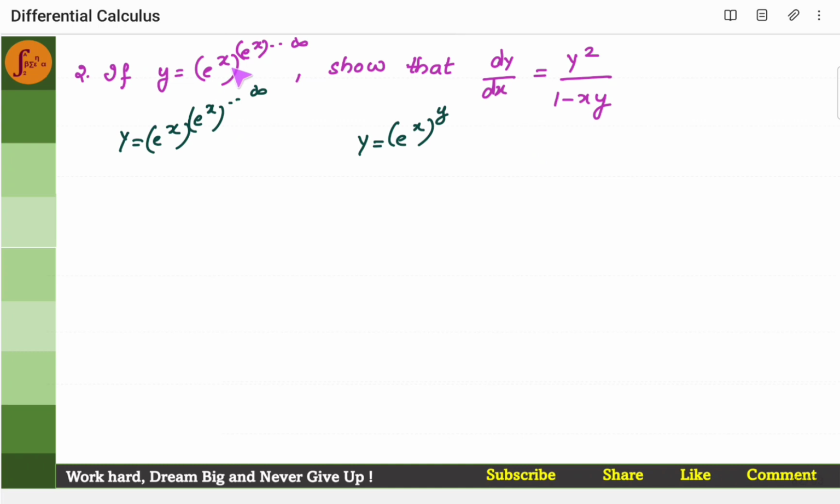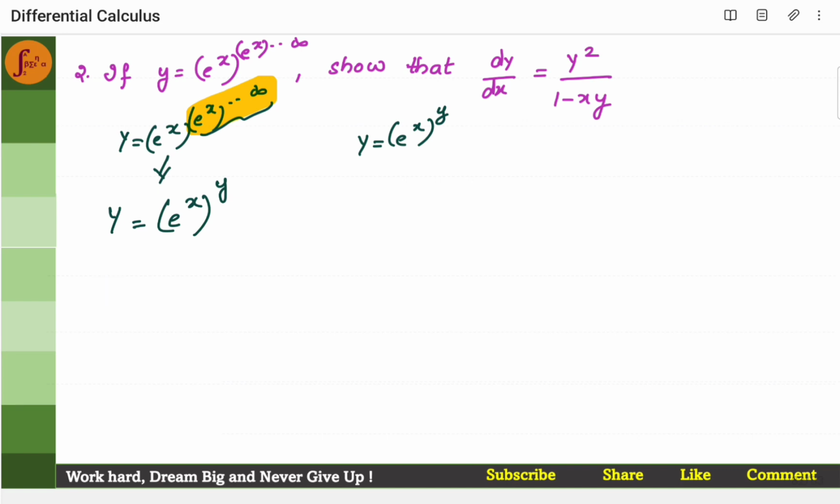Now let's take another example. If y is equal to e to the power x, to the power e to the power x, to the power e to the power x till infinite series, we have to prove that dy by dx is y square by 1 minus xy. Now what do we do? We take the first term out. The first term is e to the power x, to the power. Now what is this? This is nothing but y. So I'll write e to the power x to the power y.